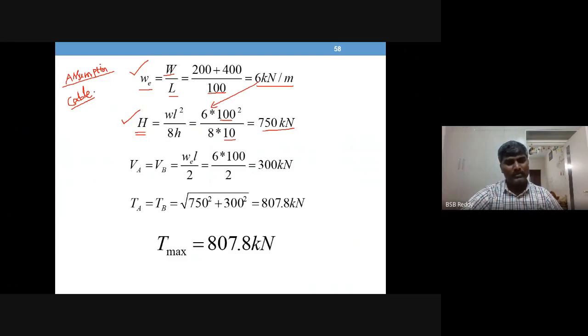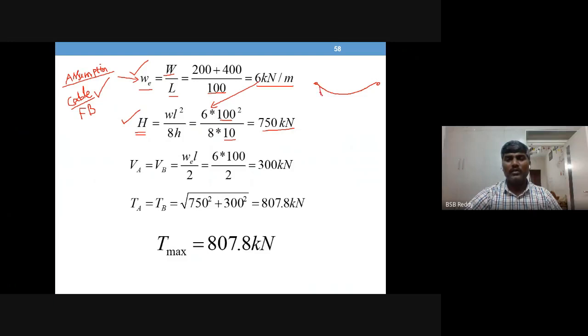Whereas here we don't need to take the girder first. So we will straight away take the cable free body diagram here. Take the cable FBD straight away, then solve for all these unknowns. So apply the first assumption, and you get the equivalent UDL. See here, this is the cable that you have.